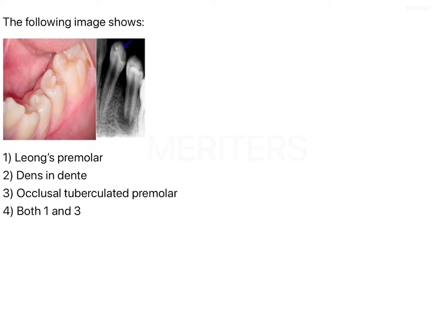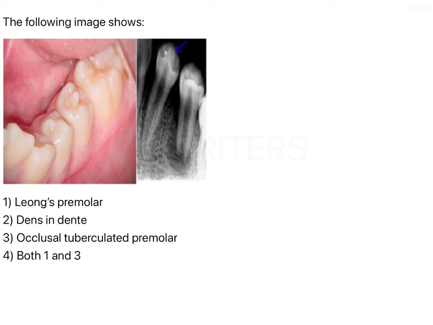The question is, the following image shows, okay, what you can see in this image is that you have the second and the first premolars, the first molar, as well as the canine and the lateral incisor of the mandible. In addition to that, the second premolar very clearly shows an elevated structure.